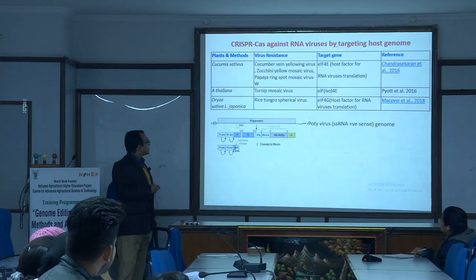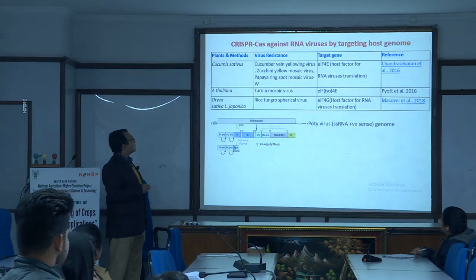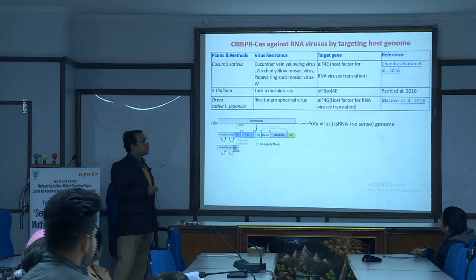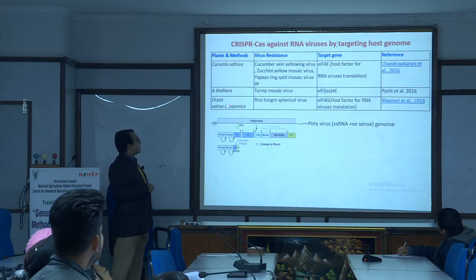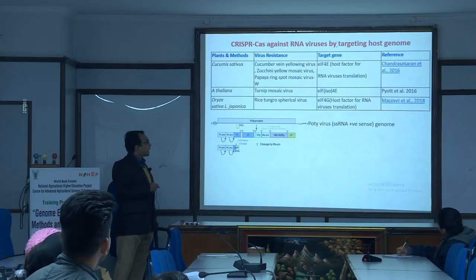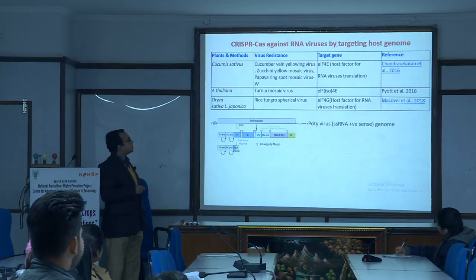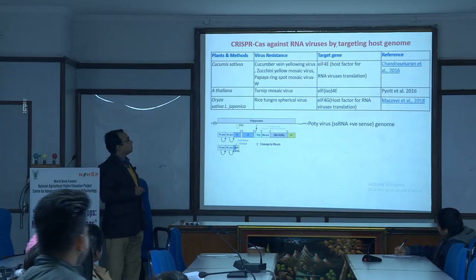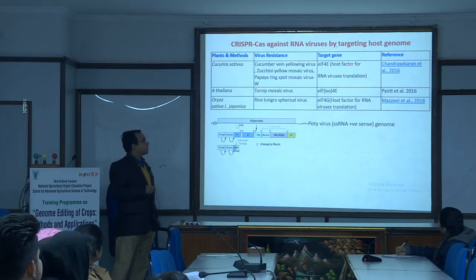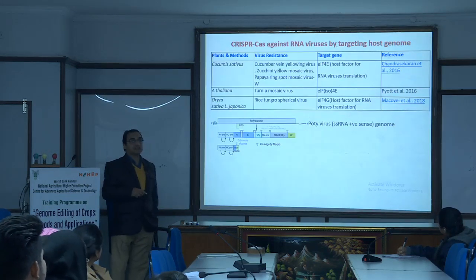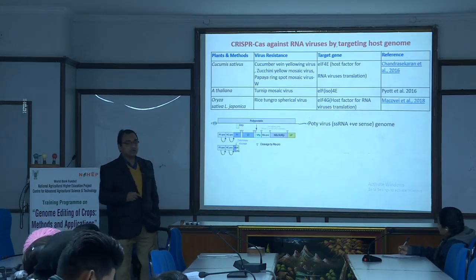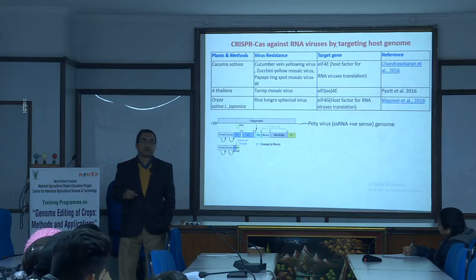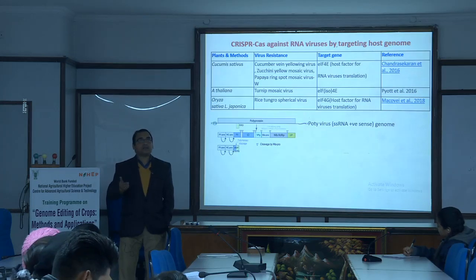So this is the aspect of CRISPR-Cas9 against RNA viruses by targeting the host genome. In different plants, people have targeted one important protein called EIF4E. This is a host factor for RNA virus translation. EIF4E is an elongation factor for protein translation.